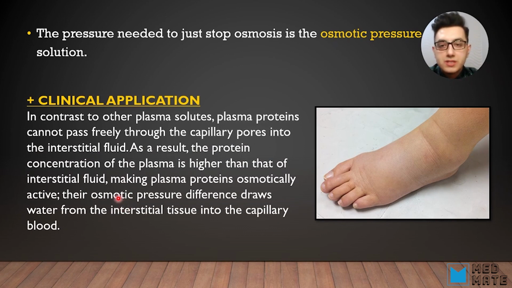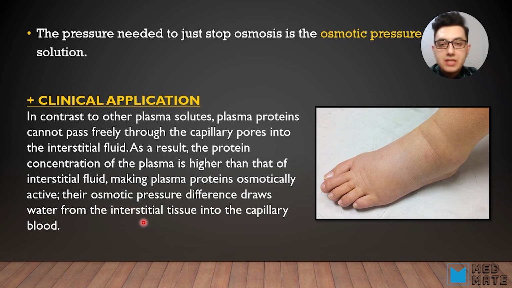You know that patients suffering from cirrhosis, or who have impaired liver or any sort of liver disease, have a low concentration of plasma proteins. These plasma proteins are osmotically active, pulling water out of our interstitial tissue, so they don't let water accumulate in our tissues.